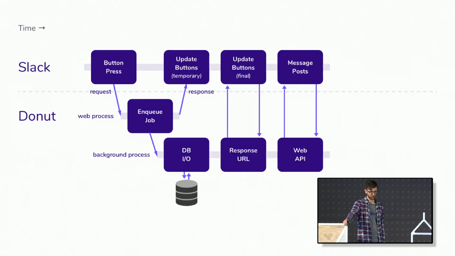So the solution's pretty easy. Instead, we're just going to update them twice. We'll go back to what we were originally doing, where we update the message to remove the buttons in our initial response. At that point, we don't have access to the database, so we won't include that bit of information. Then a moment later, in the background process, we use the response URL to update again. And this time we can include that bit of info out of our database.